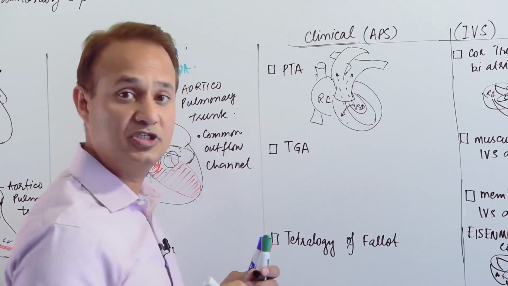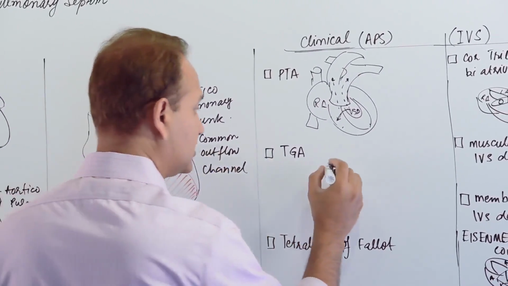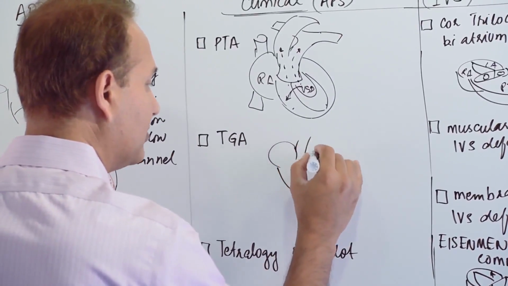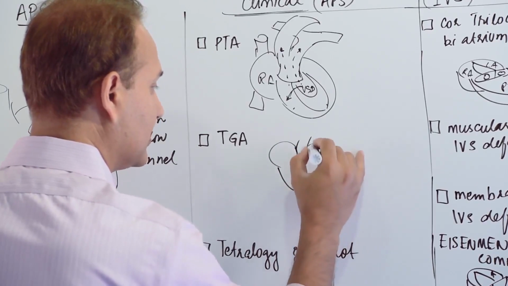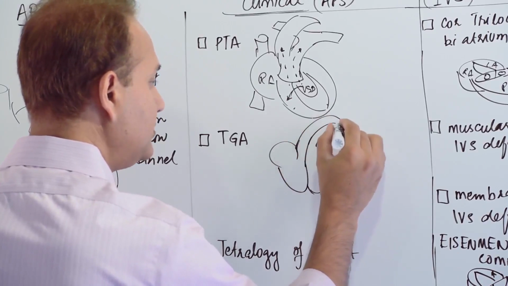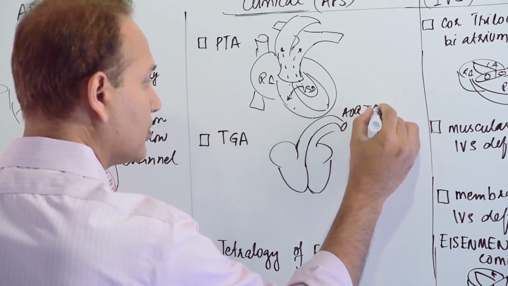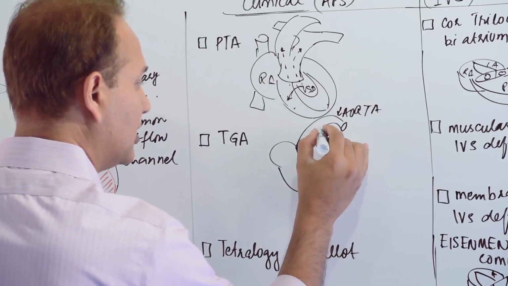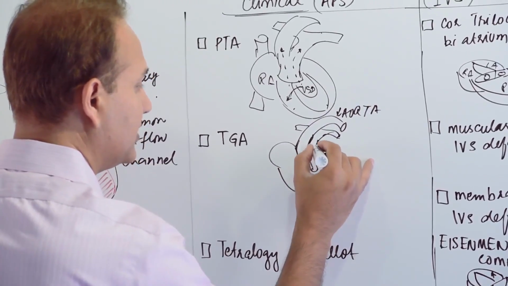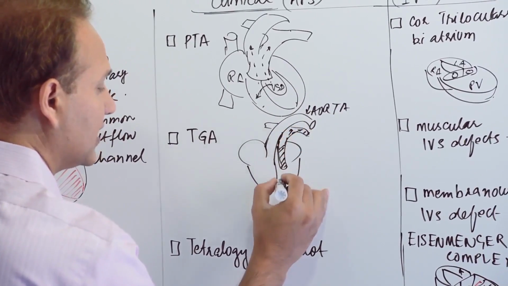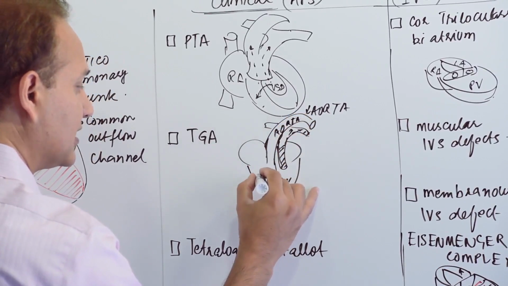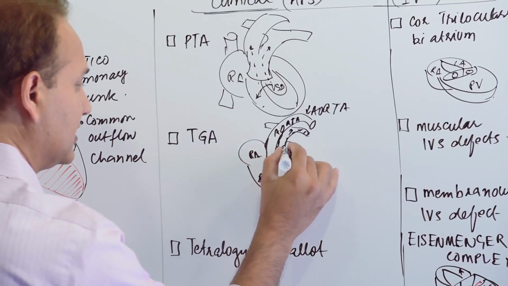The second one is the transposition of the great arteries. This one is interesting, and depending upon the other problems associated with it, it may or may not be compatible with life. So let me show you. This is aorta. This is pulmonary trunk. And what you're seeing here is that the pulmonary trunk is connected with the left ventricle and the aorta is connected with the right ventricle. This is right atrium, this is left atrium.